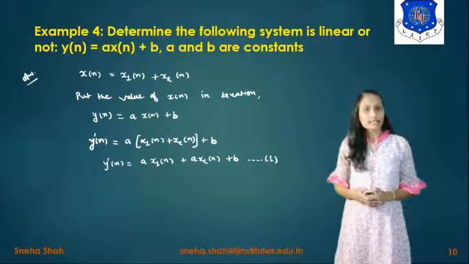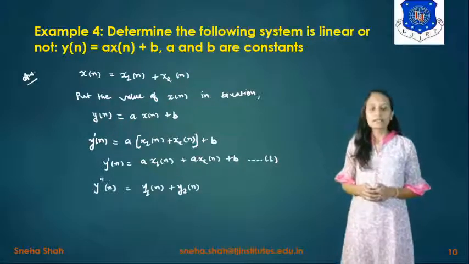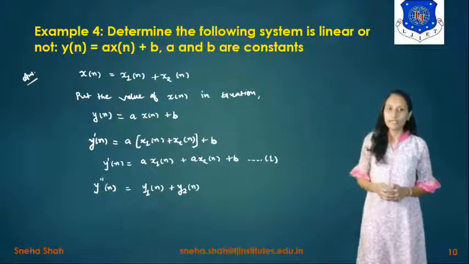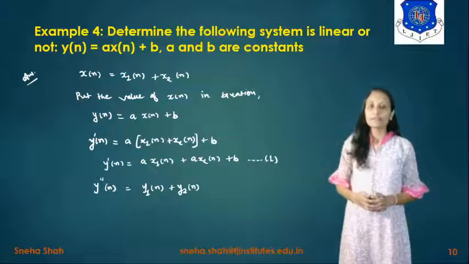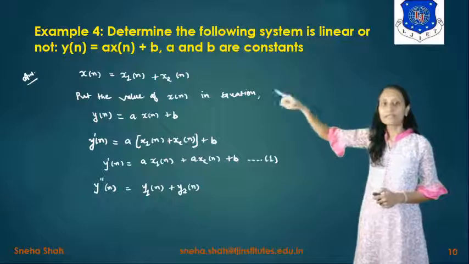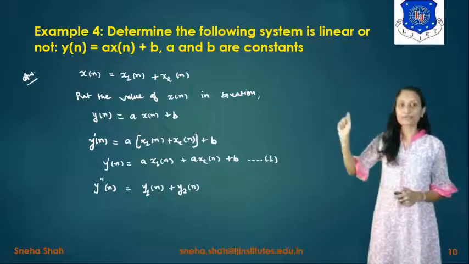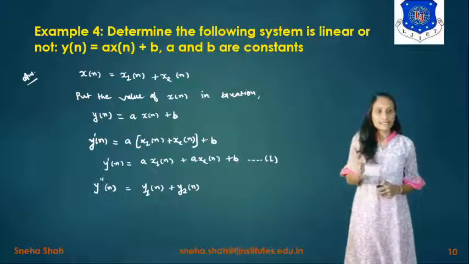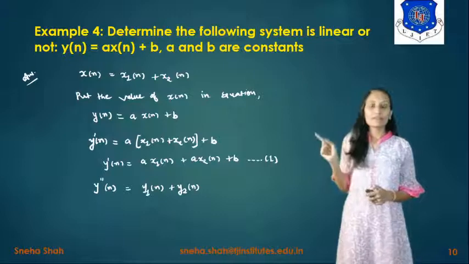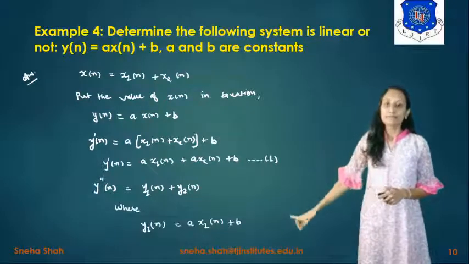Now we have to take the output as a combination of two outputs. It means we take y double dash of n equals y1 of n plus y2 of n. So what will be the value of y1? If we take the input x1, it will give you the output y1, and if we take the input x2, it will give you the output y2. So if I take the input as x1, what is the value of y1? y1 of n equals a x1 of n plus b.